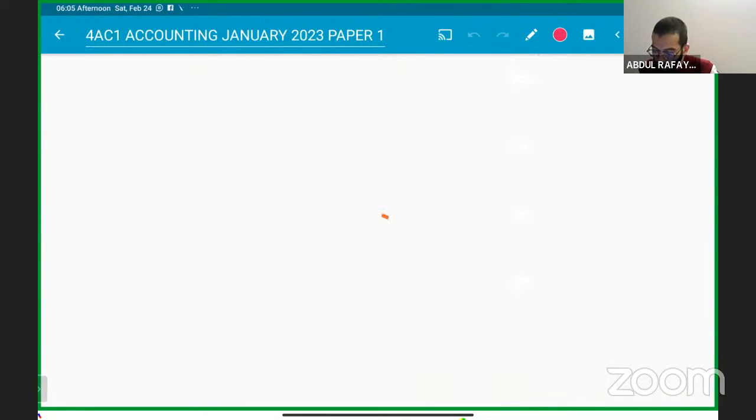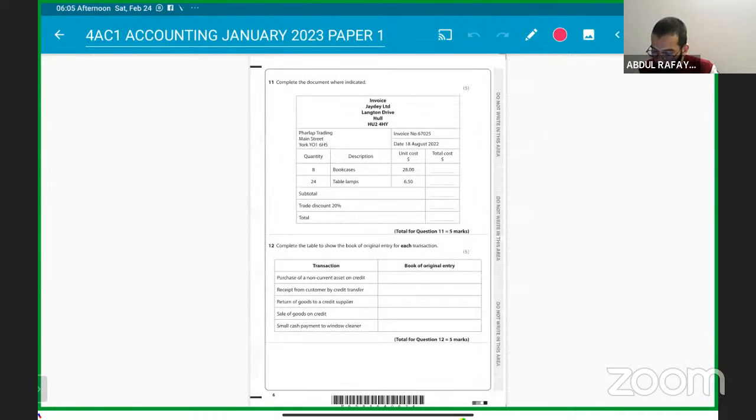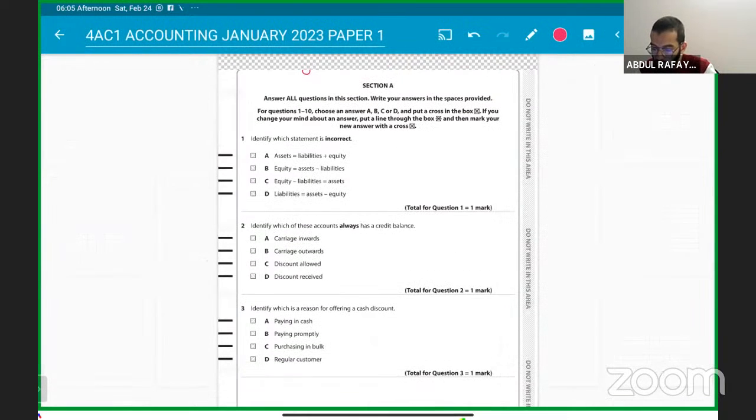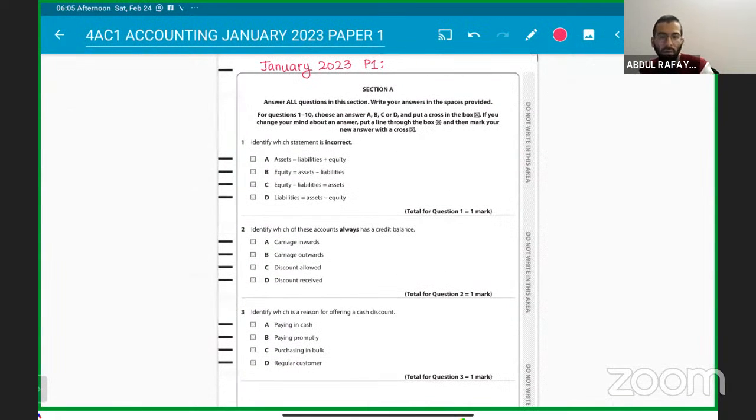We have Section A on MCQs, and then we go on to Section B as well. Our first target will be to do Section A. So what does this paper say?